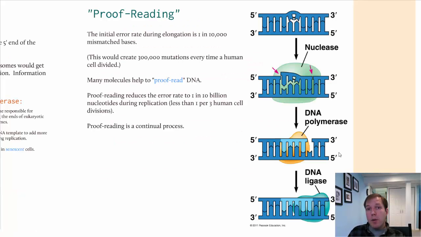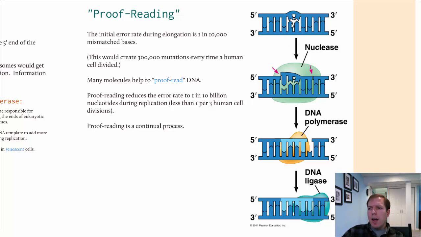Finally, proofreading is an important step that happens at the end of DNA replication. There is an error rate, about 1 in 10,000 mismatched bases. So because of the length, the 3 billion base pairs that we have in our full genome, that would lead to hundreds of thousands of mutations per replication. So we have molecules that proofread DNA.